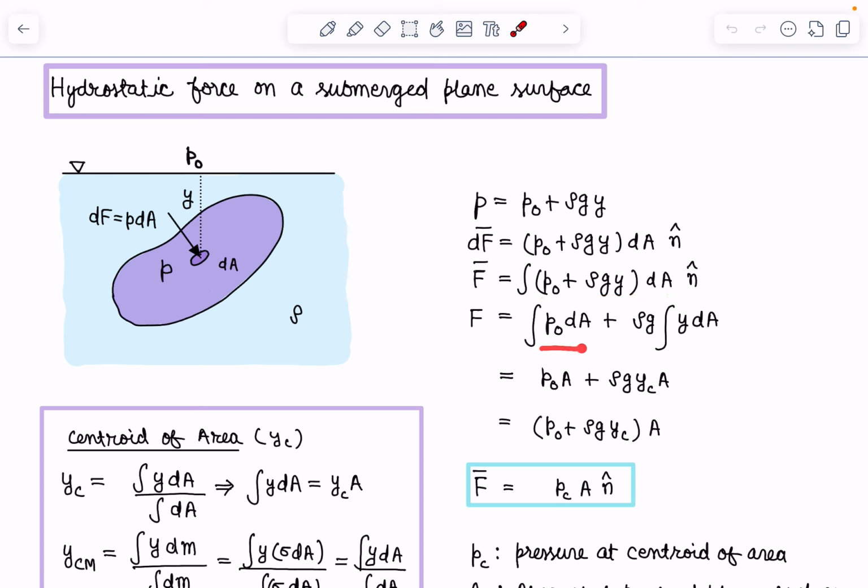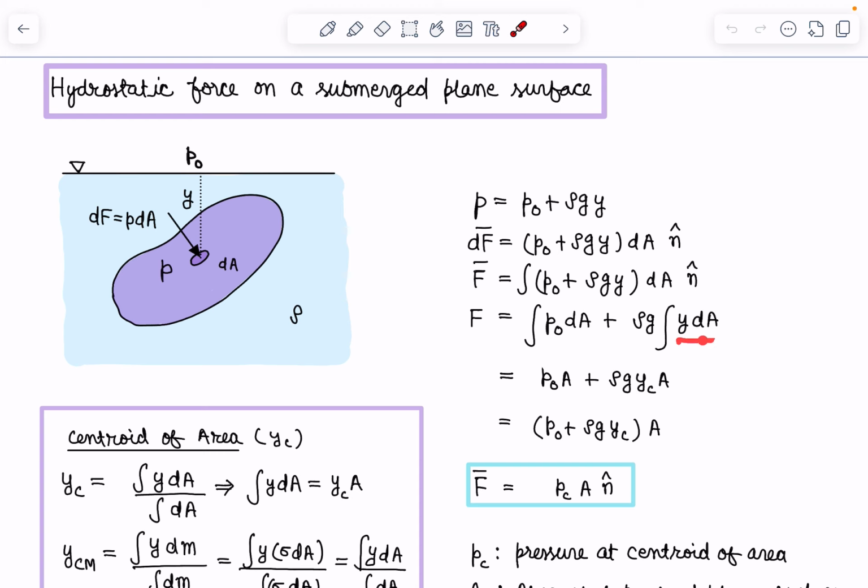So this integral can be separated into two parts. The first part would be P naught times dA, and the other term would be rho g times y dA. Rho and g being constants, I have taken them out of the integration sign. In the calculation, the first term is very easy because P naught is constant, that will come out of the integration sign, and integral dA will be nothing but the net surface area that I have written simply as A.